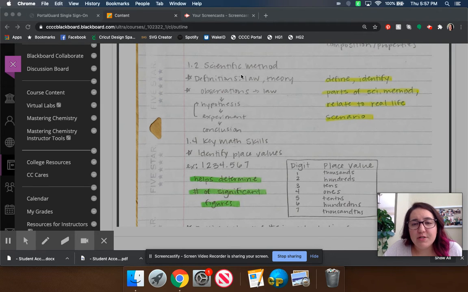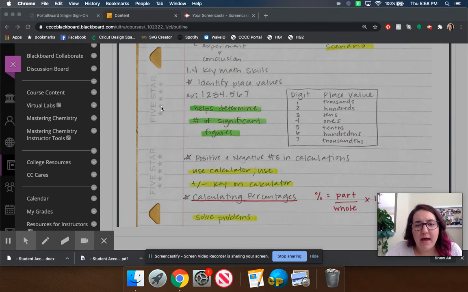There are some definitions in this little section too, law and theory. And again, for the scientific method, I just want you to be able to identify parts of it. So if I give you a statement, you tell me, is it an observation? Is it a hypothesis, etc.? And/or be able to relate it to a real life scenario. So if I give you a real life scenario, you should be able to tell me which parts of that are which parts of the scientific method.